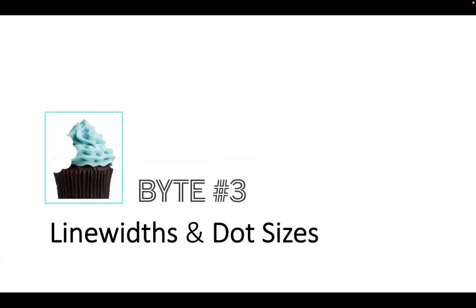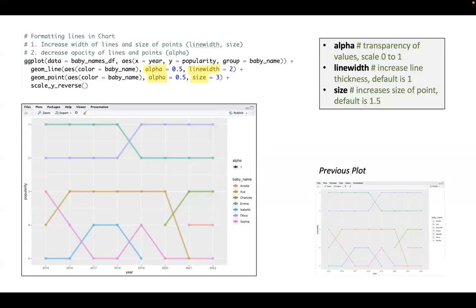Moving on to byte number 3, we are now going to begin our process of beautifying the plot by increasing the width of the lines and the size of the points. To begin, I have highlighted the new elements of our code that have been added to achieve our section goals. We now have an alpha, linewidth, and size argument.